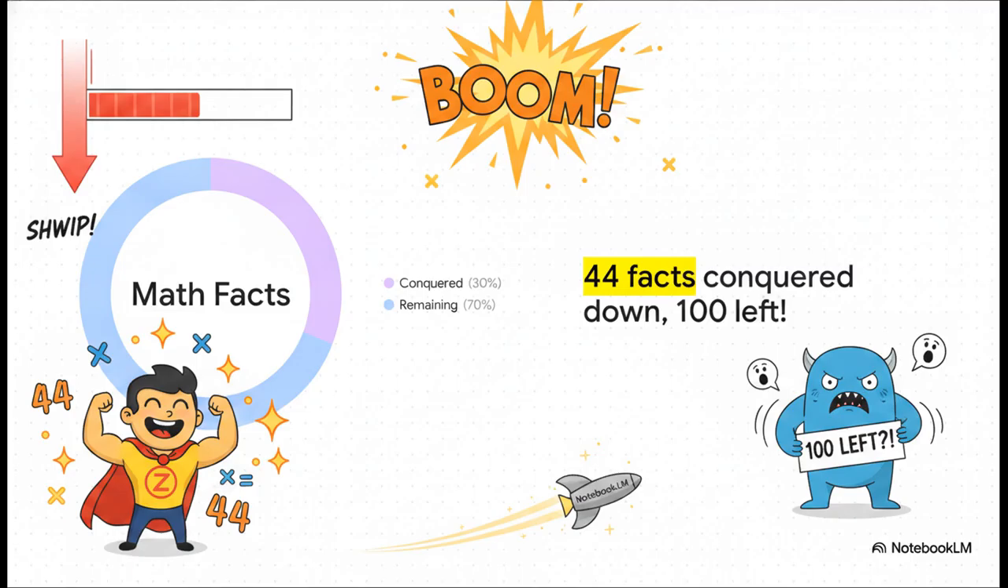You've completely mastered 44 multiplication facts. We're down to a super clean, even 100 remaining facts. I mean, we haven't even broken a sweat yet, and we've already wiped out nearly a third of the entire board. How crazy is that?